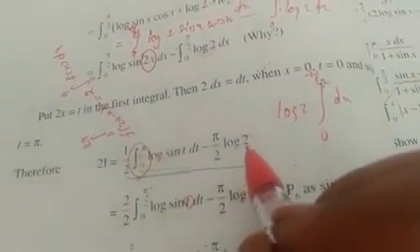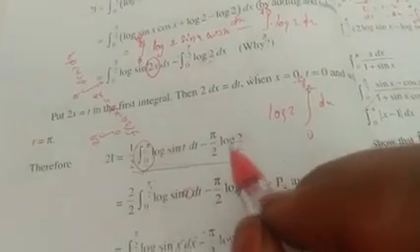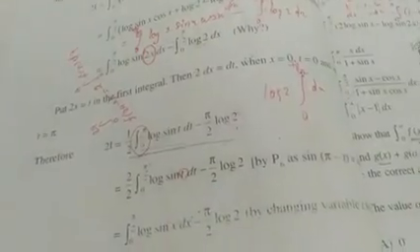Now why we are doing this step is, we can write this to be I. This is only the given integral. So we are going to convert the 0 to pi into log sin t dt to be 0 to pi by 2 log sin x dx. That's what we are going to do.